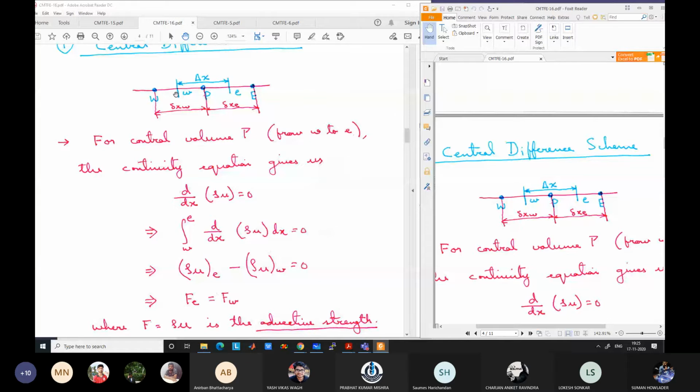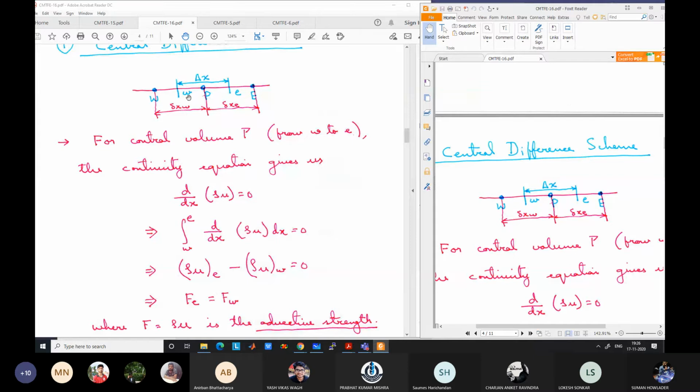Okay, so this rho u term, which we will encounter frequently, is known as advective strength, and is denoted by capital F. F is defined as rho u, and the physical significance is that it gives us a measure of the strength of the convection or advection. Like, how strong is the advection as compared to diffusion?